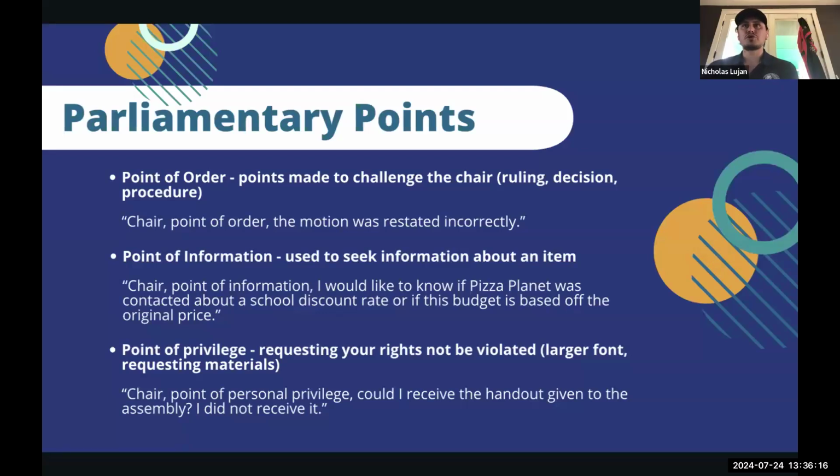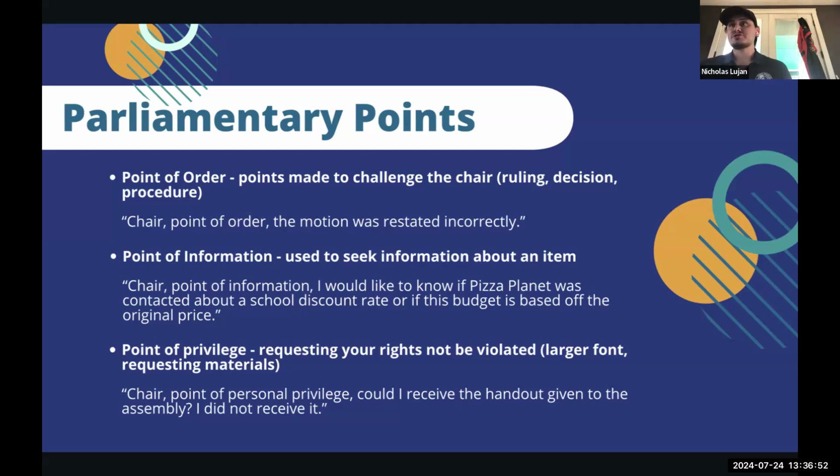So when it comes to point of order, point of information, and point of privilege, the point of order is to challenge the chair. And this challenges the ruling, the decision, or the procedure. An example of that would be, chair, point of order, the motion was restated incorrectly. And with point of information and point of privilege, if I remember correctly, those can take precedence because we want everyone in the room to have all the information. And we also want everyone to have the accommodations that they need. And so I believe you can call for those at any point in the meeting.